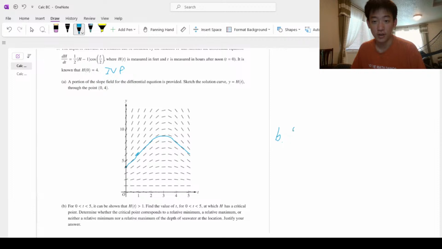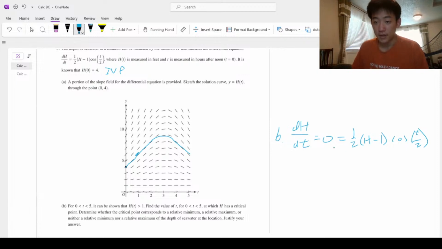Okay, so to find critical points, we have to find the derivative, but we already have the derivative. So we want to basically set it equal to 0. And this is also equal to 1/2 of h minus 1 of cosine of t over 2.